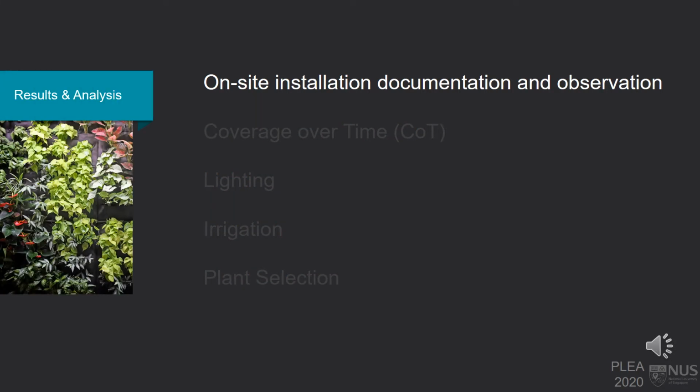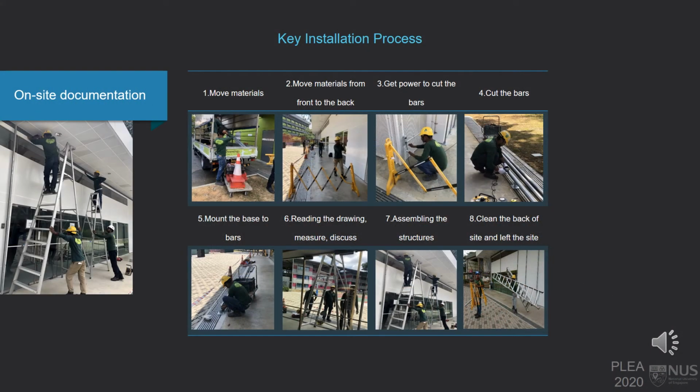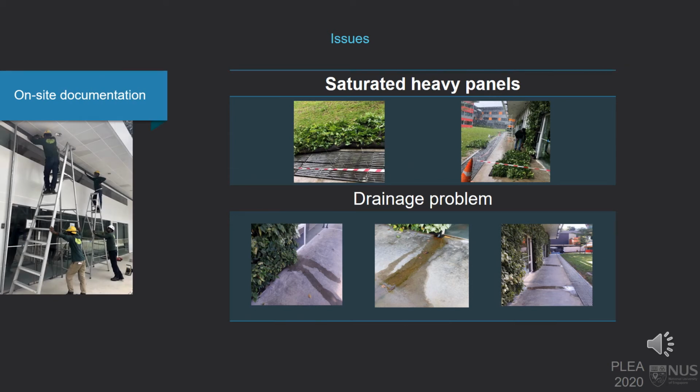First is on-site installation documentation and observation. We recorded the whole installation process of the new green wall, including moving materials, assembling the structures, and cleaning the site. Issues were identified that might lead to additional costs. For example, the saturated heavy panel and drainage problems might cause safety issues for workers and passersby.